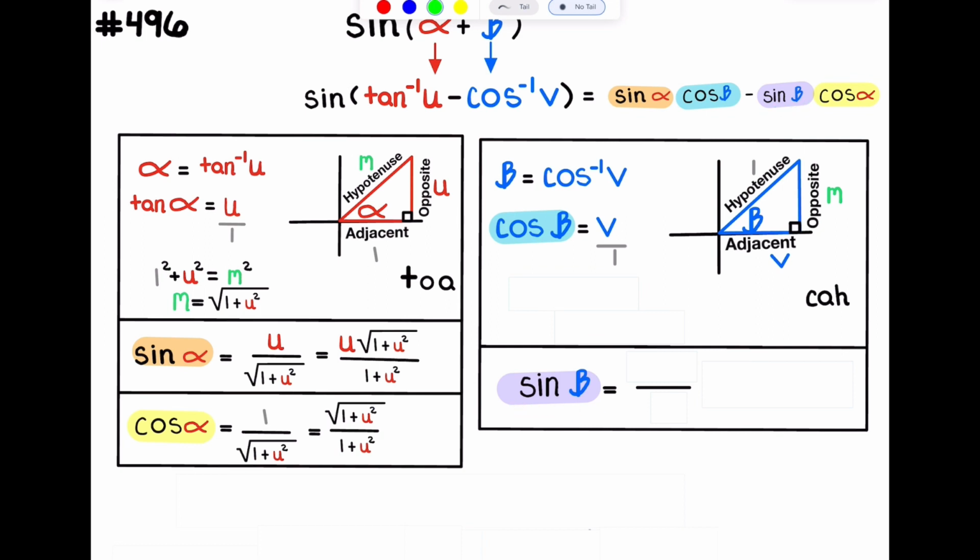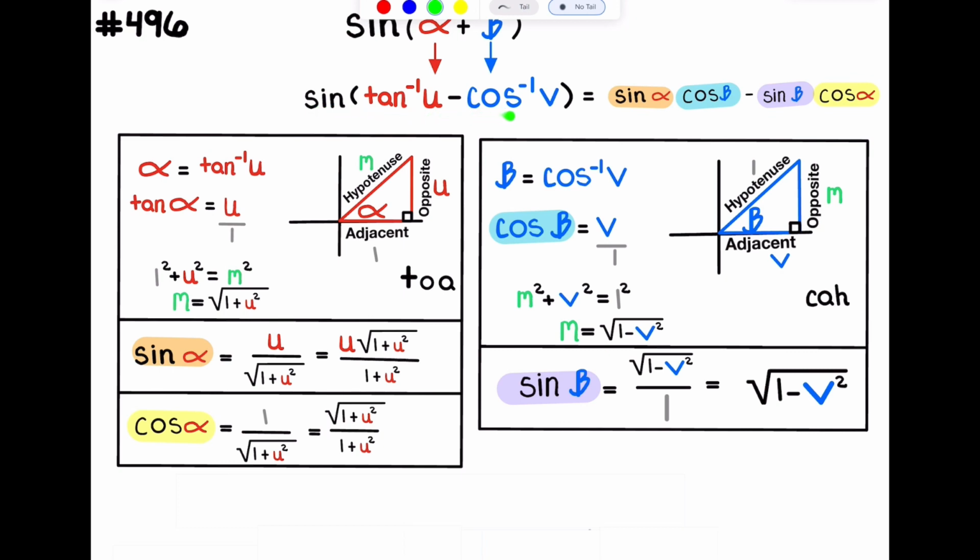Let's use the Pythagorean theorem to find the missing side. Getting the m by itself, let's subtract over v squared and then square root both sides. The hypotenuse m is the square root of 1 minus v squared. Now we can find the sine of beta. In SOHCAHTOA, that is opposite over hypotenuse. So the sine of beta will equal the square root of 1 minus v squared over 1, which simplifies to this.